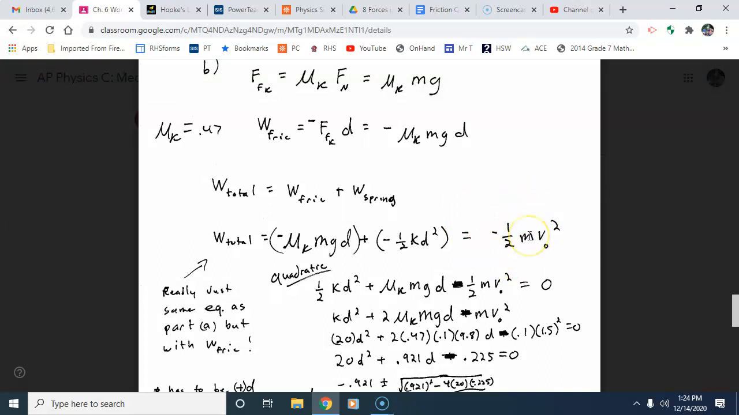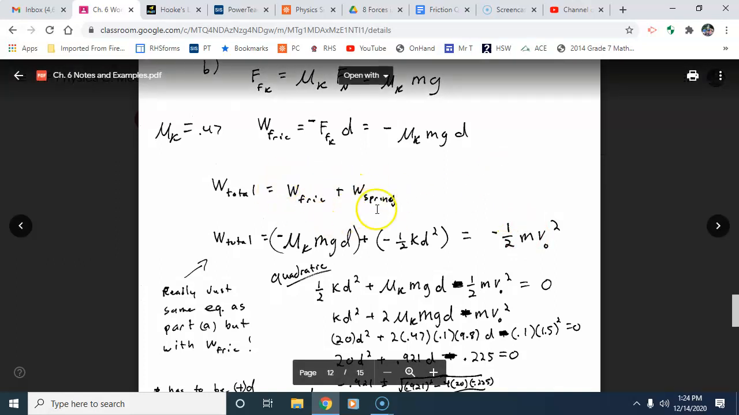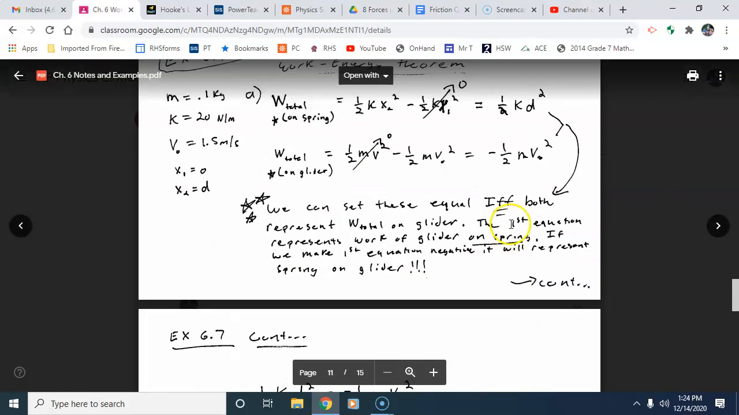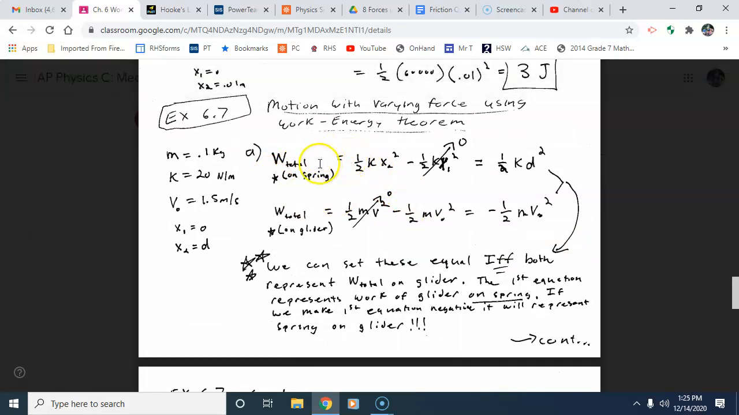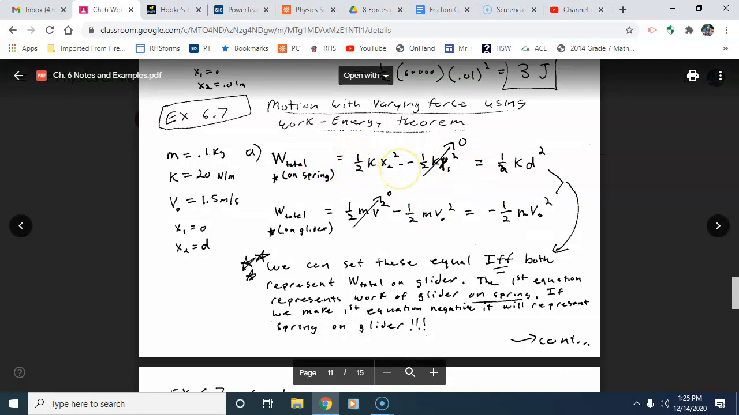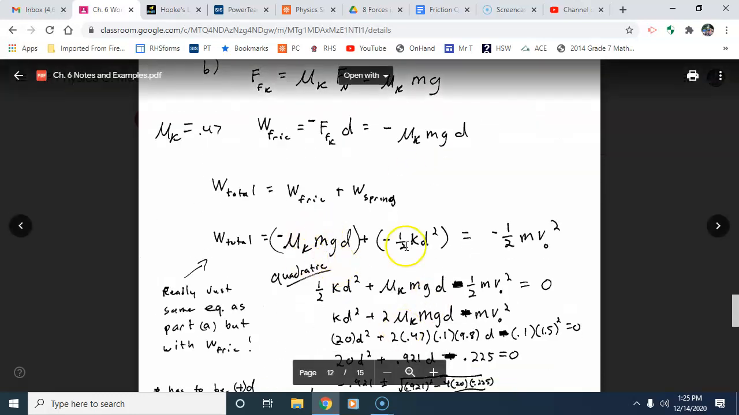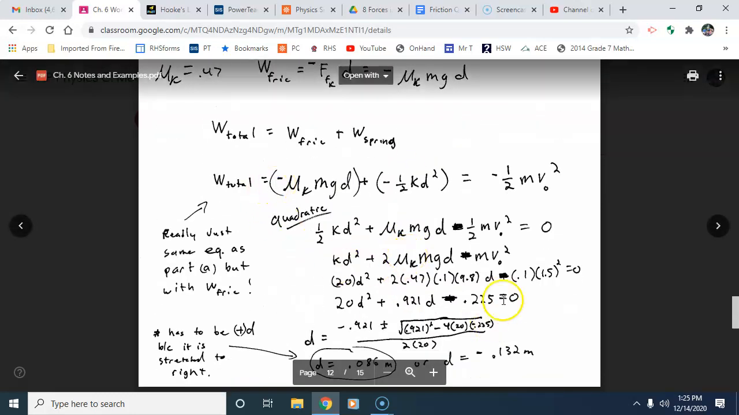So again, let me stress, the work total equals change in KE. That is the total work. Back in this problem, the only work on the glider was due to the spring. There was no friction. So I just added in friction, right? Which is also a negative amount of work.